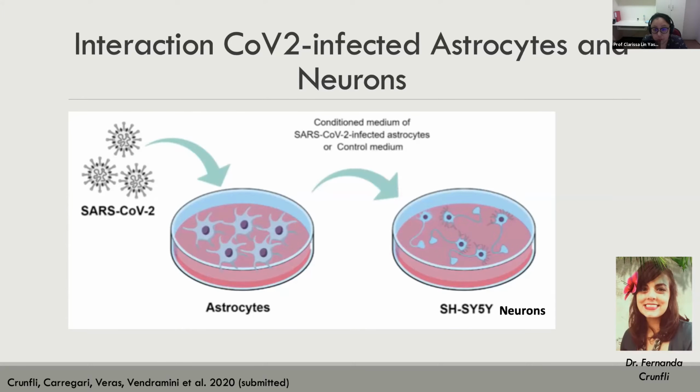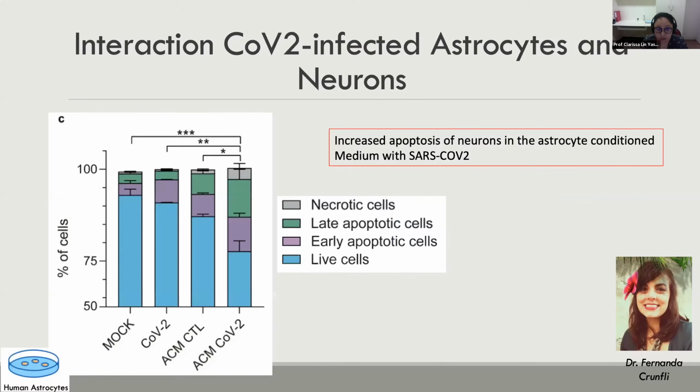So we used conditioned medium of SARS-CoV infected astrocytes and incubated some neurons to see what would happen to these neurons. And it was interesting to see that the neurons that were incubated in this conditioned medium with infected astrocytes were suffering increased ratios of apoptosis, confirming that somehow the astrocytes would change the metabolism and the metabolites, and probably implicating in the cell death of these neurons.